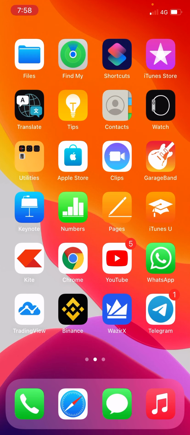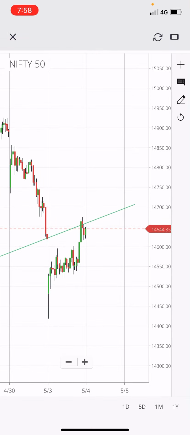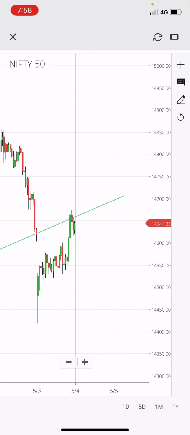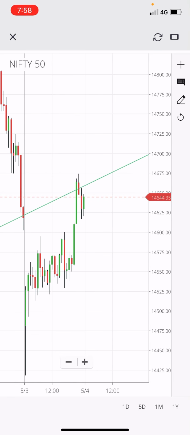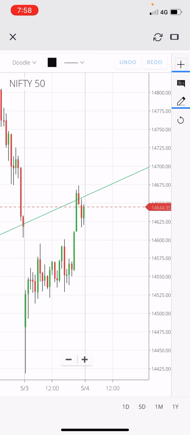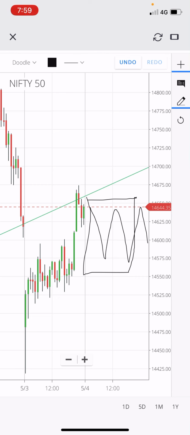That's it. So now let's go back to the Nifty 50 chart. So based on today's price action, if the market is opening flat around this level, I would like to suggest you guys please avoid. It might be trading sideways or range bound.